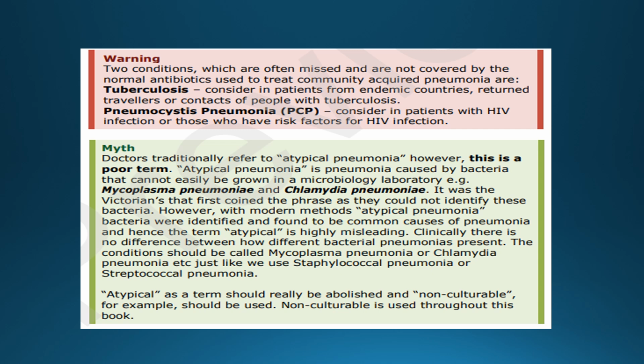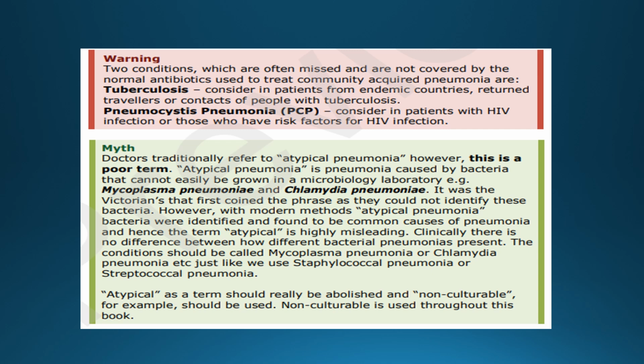What is a warning? Two conditions which are often missed and are not covered by the normal antibiotics used to treat community acquired pneumonia are tuberculosis and Pneumocystis jirovecii pneumonia. Tuberculosis is considered in patients from endemic countries, returning travelers, or contacts of people with tuberculosis, while PCP is considered in patients with HIV infection or those with risk factors for HIV infection.